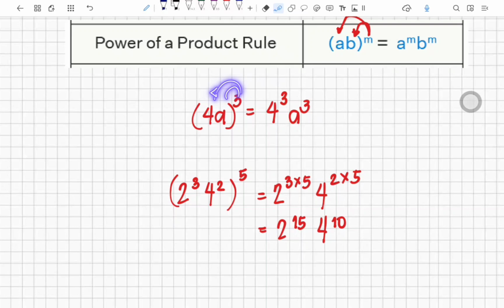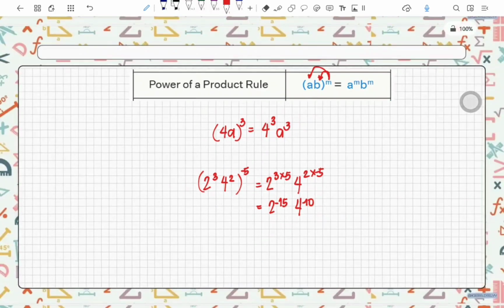Okay, if that is negative, we have to distribute the negative 5 exponent. Okay, so let's say this is negative 5. So this will also be negative 5, negative 5. So the answer will be negative 15 and negative 10. So that's the power of a product rule.